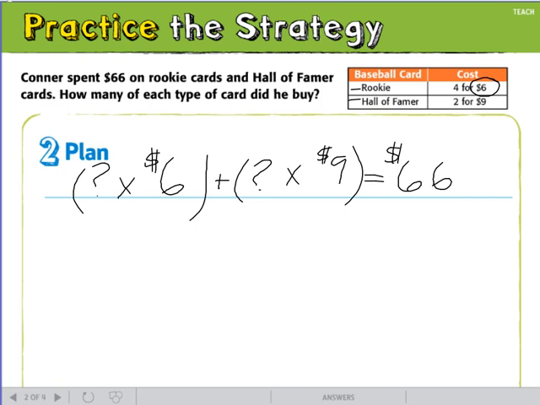Now this is where things get a little interesting, because normally our question would say he bought rookie and Hall of Famer cards for $66 and he ended up with a certain number of cards. So our 2 question marks would equal something. Our question mark plus our question mark would equal a number. They did not give us a number, which means this is going to have more than one answer.